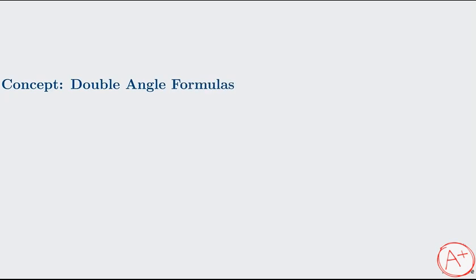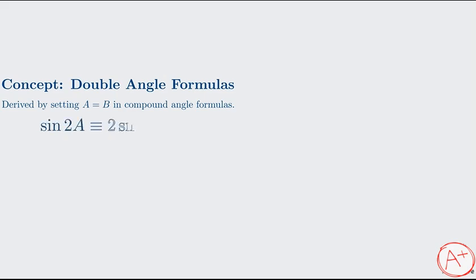Double angle formulas are a specific case of the compound angle formulas where we set a equal to b. They are essential for reducing the degree of an expression or changing the frequency of a trigonometric function. For sine, the expansion is straightforward: 2 sine a cosine a.